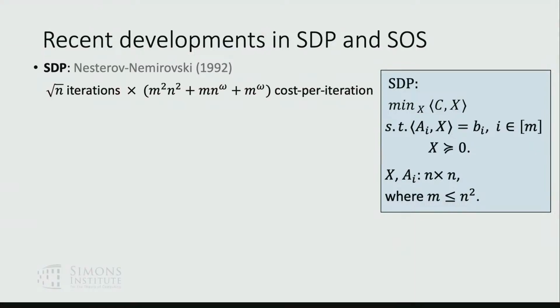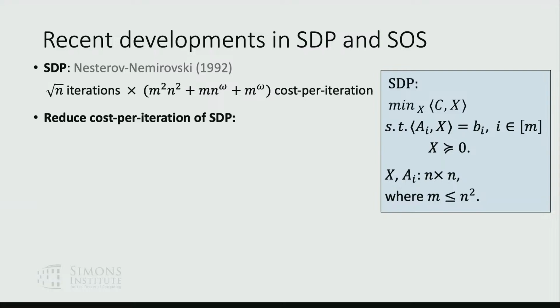Okay, so the classic result for SDP is by Nesterov and Nemirovsky in 1992, where for SDP there's also root n number of iterations, and their cost per iteration is m squared n squared plus m times n to the omega plus m to the omega.